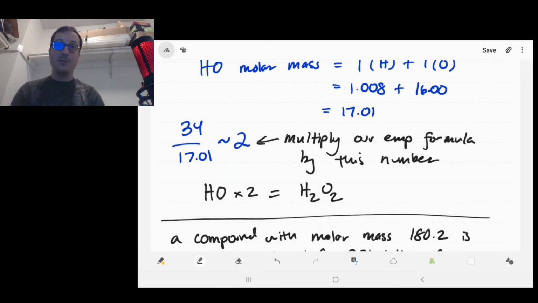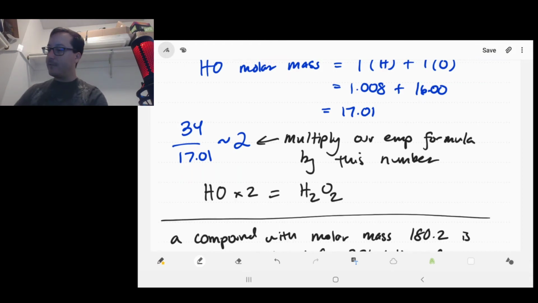Our molecular formula is twice as big as our empirical formula, which therefore tells us that we just want to take our empirical formula and essentially multiply it by 2, because our molar mass is twice as big. And so as a result, we end up with our molecular formula of H2O2, which is the one that we're looking for here in this particular problem.